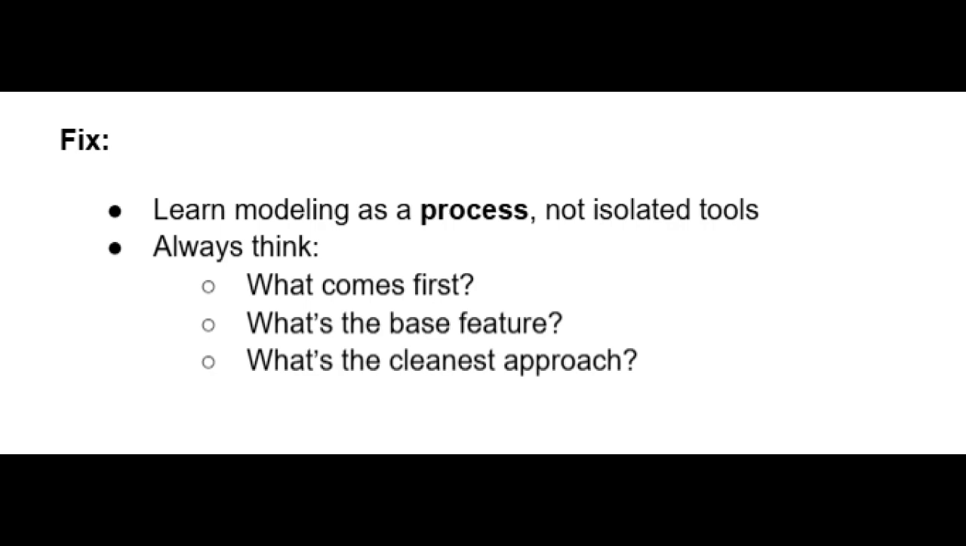So you always have to think, okay, what comes first? What is my base feature? What is my supporting feature? What are my cosmetic features like fillets and so on? You have to know what is your sequence, the workflow of your features, and you have to understand why they're on the first step, second step, or third step. So that's mistake number 1.